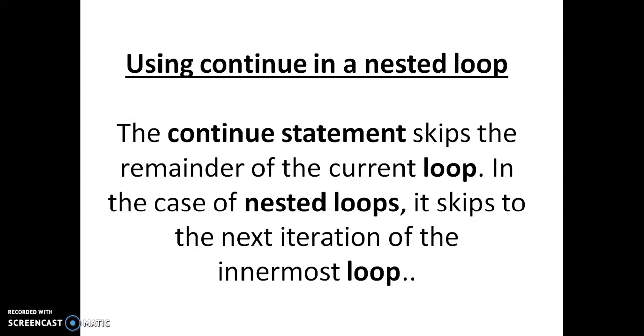Okay, so the continue statement skips, wherever the continue statement occurs, from there it skips the remainder of the current loop. It omits or skips the rest of the statements and moves to the next iteration, that is the normal way. But in the case of a nested loop, it skips to the next iteration of the innermost loop. So when we are creating a nested loop, if we add a continue statement in the inner loop, it skips the rest of the statements of the inner loop and moves to the next iteration, or the updation statement, of the inner loop.